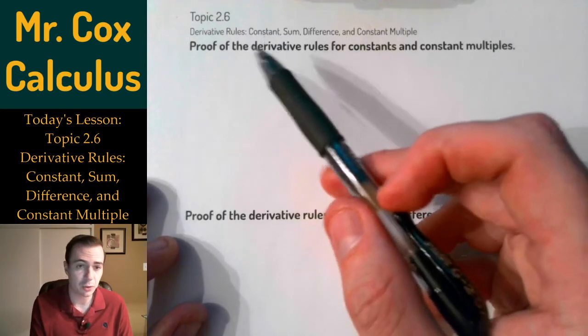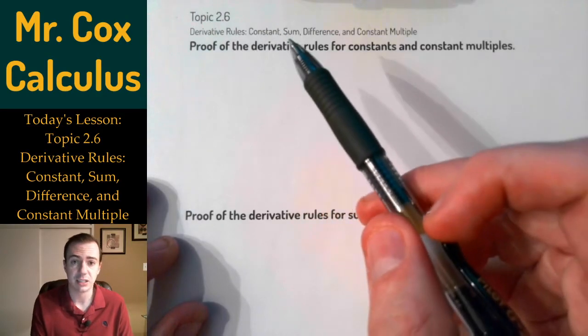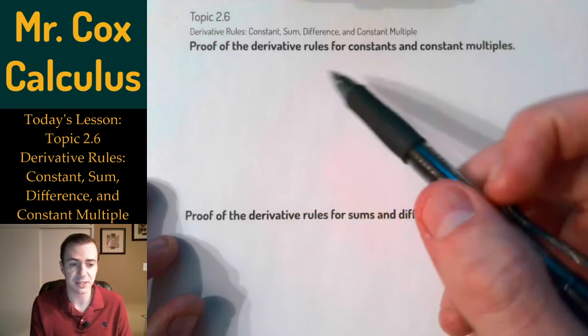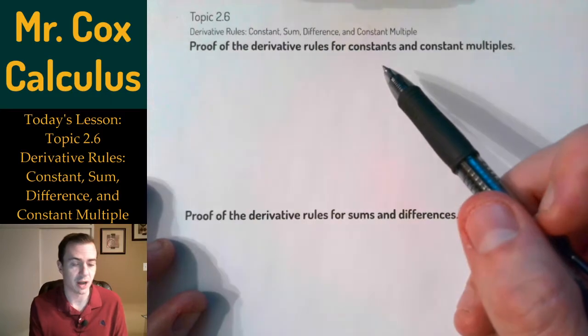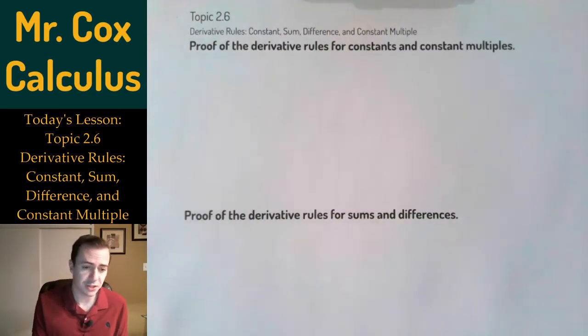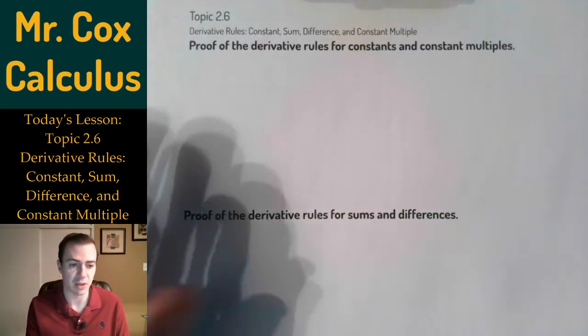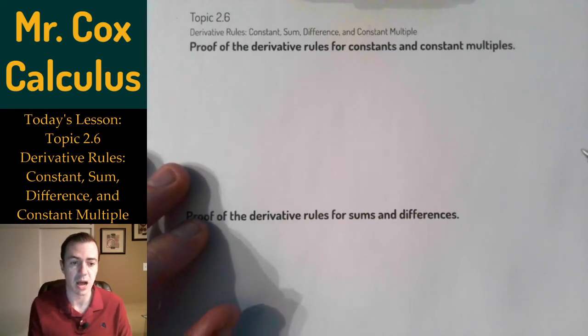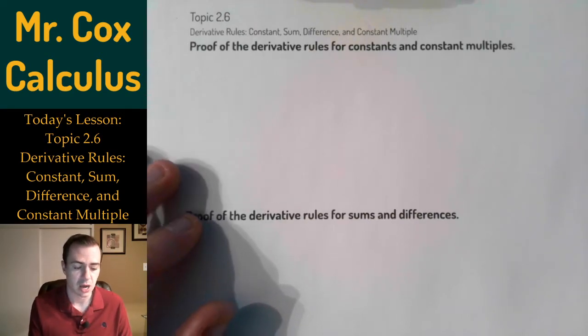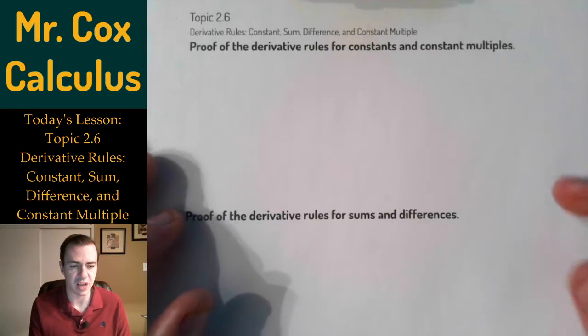We need to address the derivative of a constant, how to handle sums and differences of functions, and then what to do with constant multiples. And rather than just give you the rules, I'd at least like to derive them because they're pretty straightforward to derive using the limit definition. And then we'll look at some examples and kind of tie this all together.